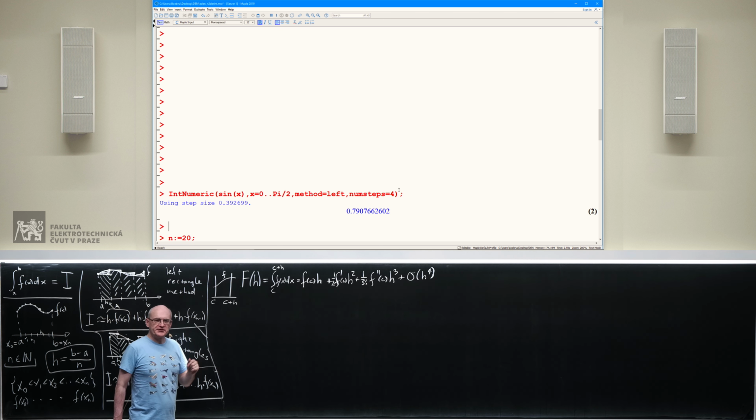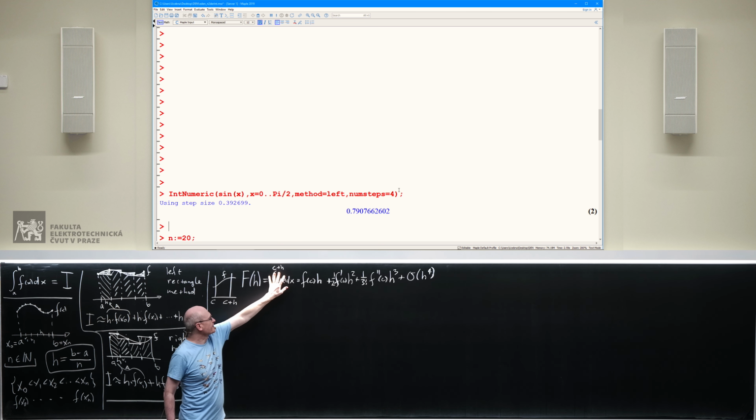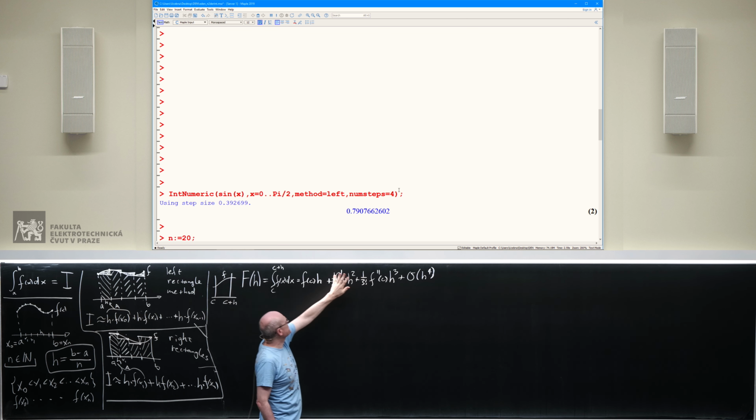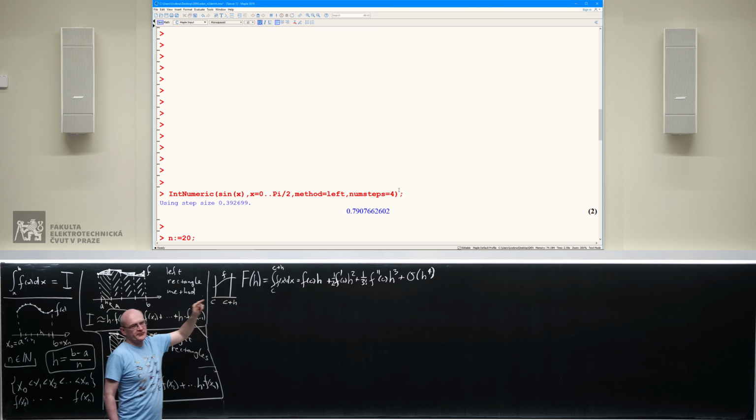Okay, so here is what we just did. We focused on one panel, and we want to approximate the integral over this panel, which we rewrote using Taylor expansion. Now, we are going to approximate this area using a specific rectangle. What will be the error?